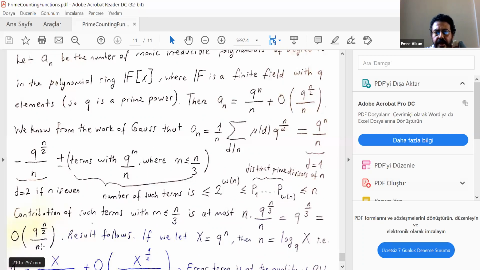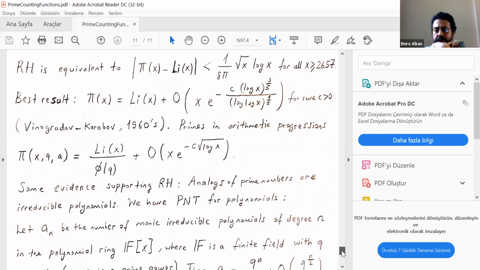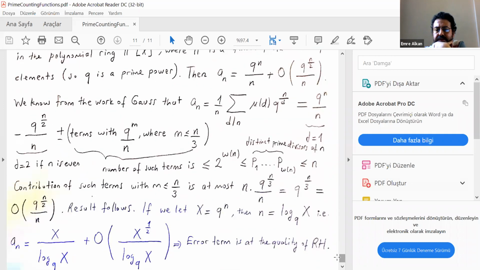I mean, but this term is also like that. So there you go. So that's the main term and that's the error term. So the prime number theorem for polynomials like that is proved. Okay, but now let's look at it in the following way. Let's call capital X as q to the n.